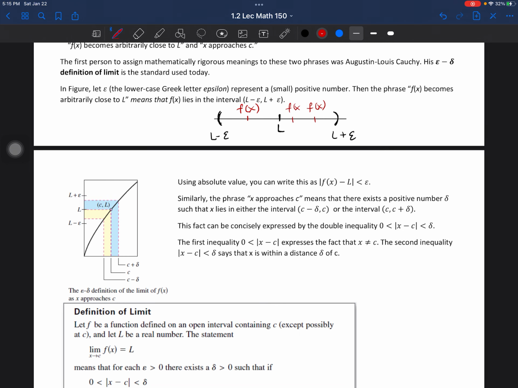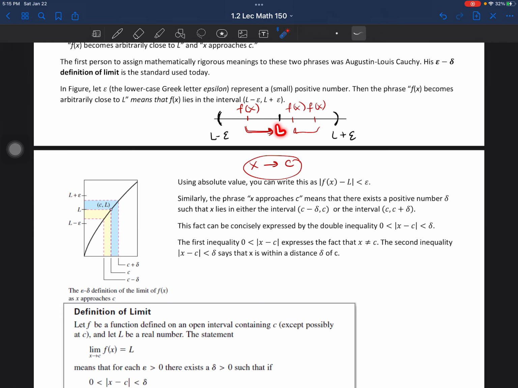Somewhere in here, right? As x approaches, as x gets closer to c, the f of x value gets closer to L. The closer this is, the closer this is. That's what it means if there is a limit, if f of x has a limit of L. So as x gets closer to c, f of x gets closer to L. And what we're saying is that if the limit exists, f of x lives within these boundaries, where epsilon is very small.